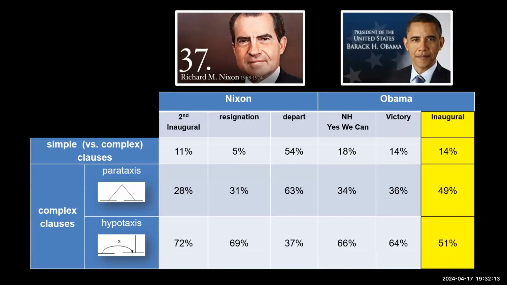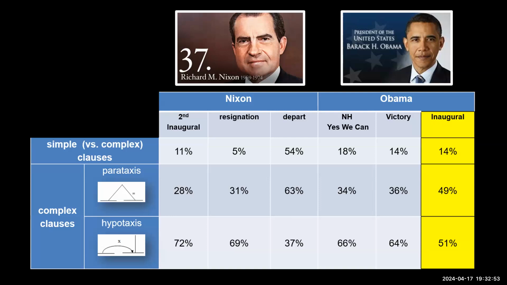When we looked at the text from Nixon and Obama, when we looked at Obama's inaugural address, one thing we noticed was that these texts, the second inaugural and the Yes We Can speech, were written to be spoken. They're speeches. And what did we observe in these speeches? Nixon's second inaugural, 28% paratactic, 72% hypotactic.